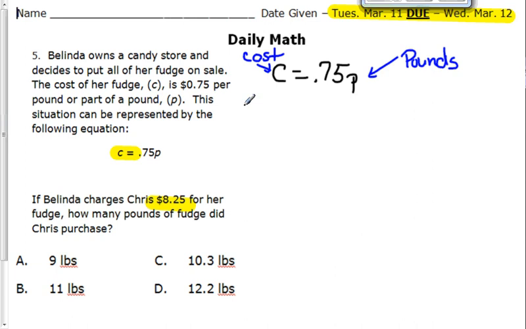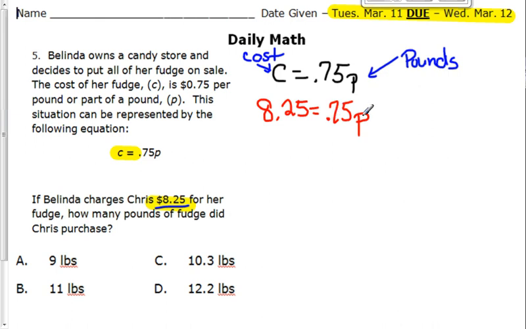You know how lately we've been writing ESS, equation, substitute, solve? Well, this is my equation. My next step is to substitute. I already know the cost is $8.25. So instead of putting C, I'm going to put $8.25 is equal to 0.75. Remember, no sign means to multiply. So 0.75 times the pounds. And that's what it's asking me to solve for.